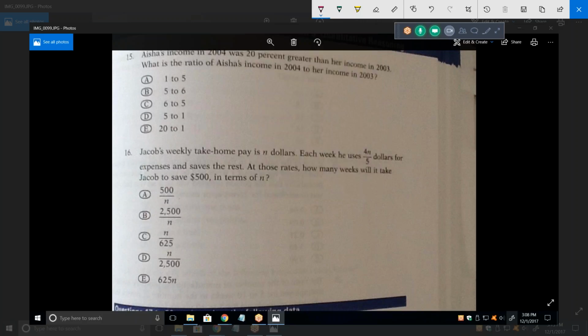We can talk about it for a moment. You're going to save 1/5 n per week, right? Right.